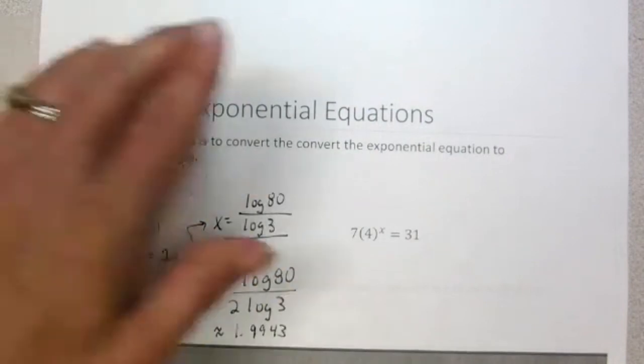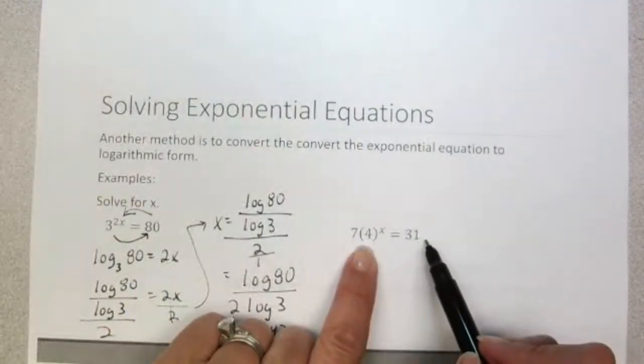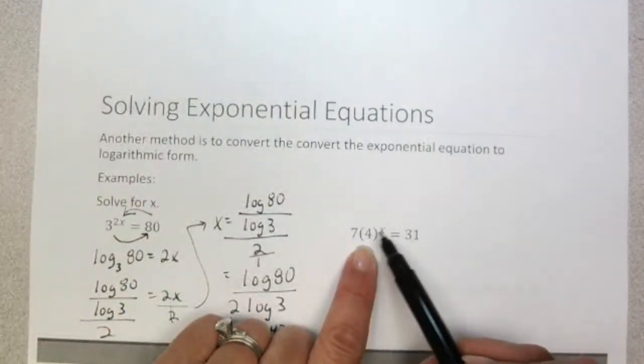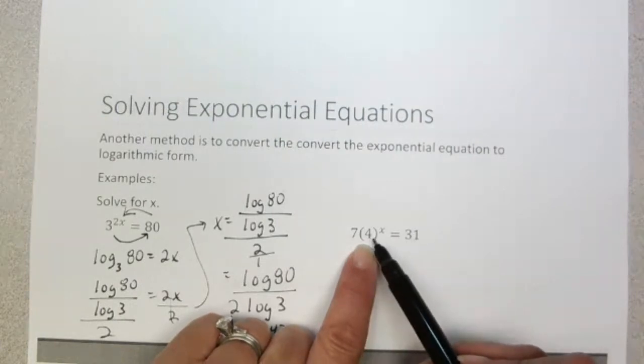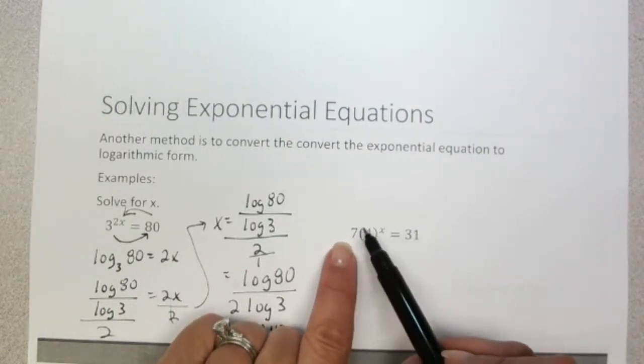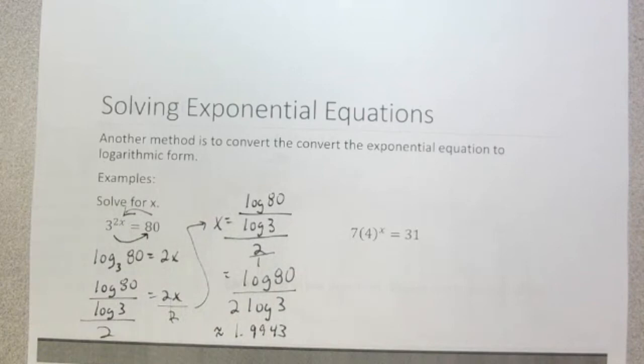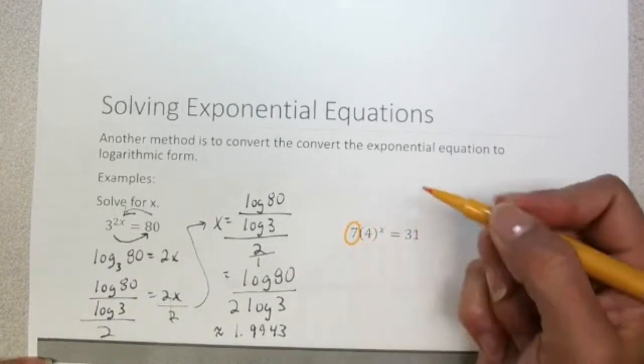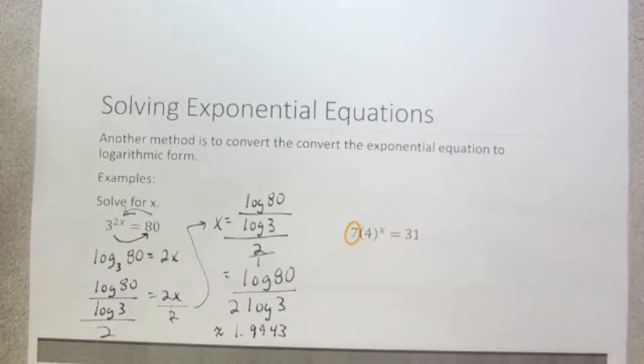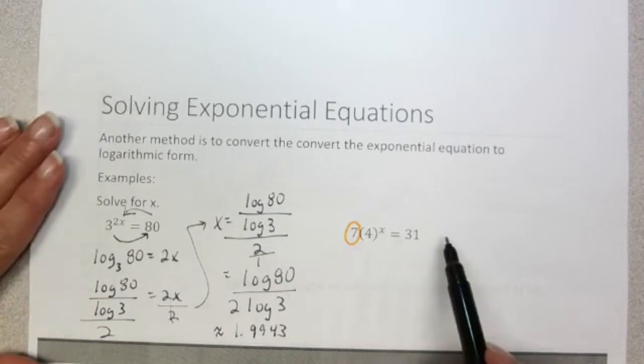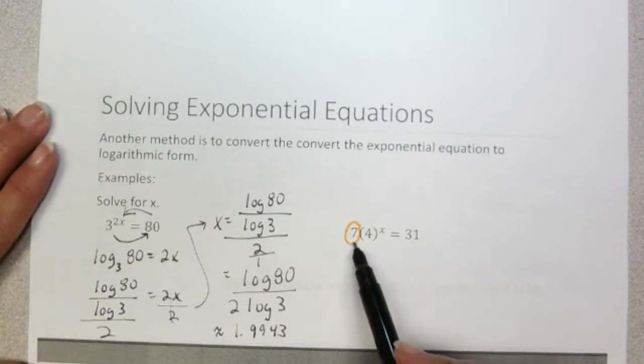Okay. Look at the second example over here. Well, can I write 31 with a base 4? No. And I have a little bit of a problem here. Look, there's a number out front. There's a coefficient, if you will, or a product out there. I can't convert with that. So what do I do with it?